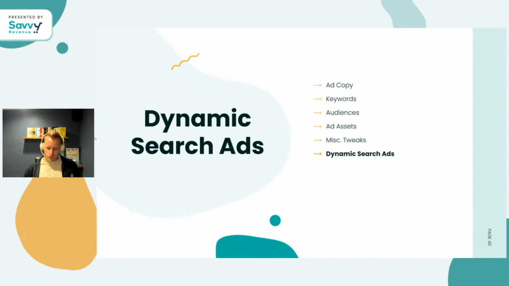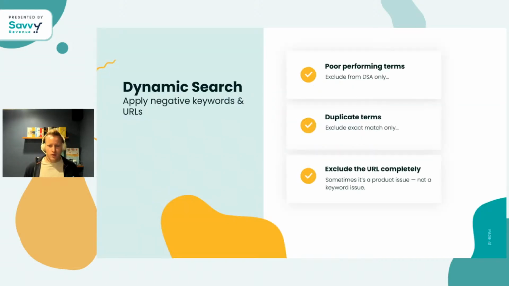Then we're going to dynamic search ads, because most of us run them, and if you don't, you probably should. There are 3 different optimizations here. First, apply negative keywords and URLs, so anything that's poor performing in dynamic search ads, you want to exclude. If you have any duplicate terms, so let's say we have Nike running shoes in your dynamic search ads, but we also have that keyword, then you want to exclude it from your dynamic search ads campaign.